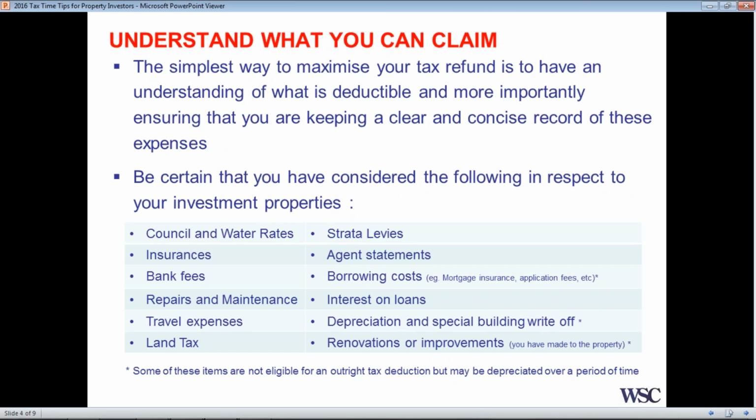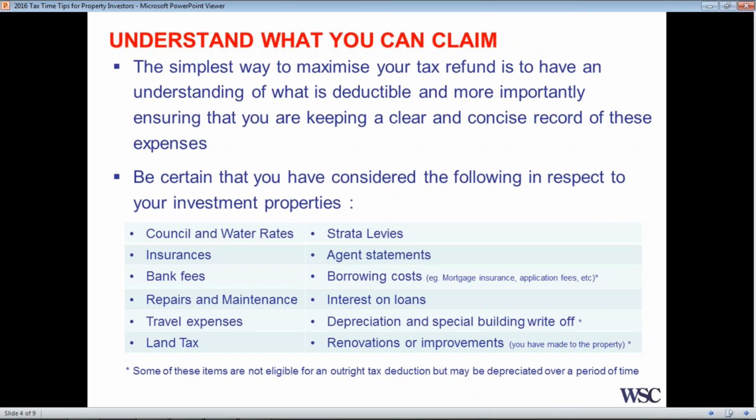Also, renovations or improvements that you've made to the property. In some cases, you're going to certainly have to depreciate these items. The tax office has taken a different view over the years with renovations and improvements, generally requesting and expecting that most of these improvements will be capitalised over a period of time.